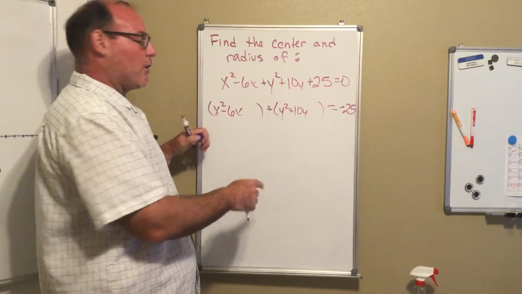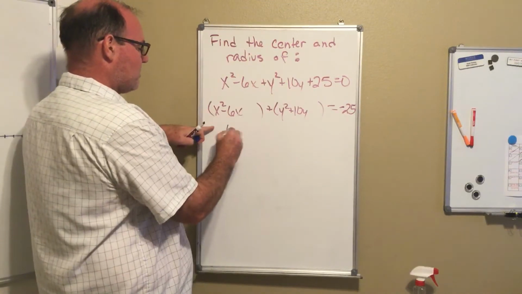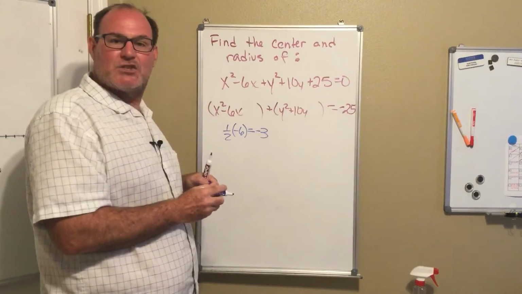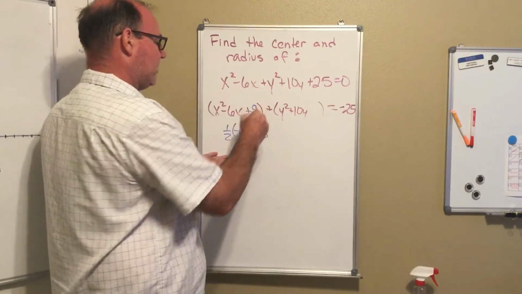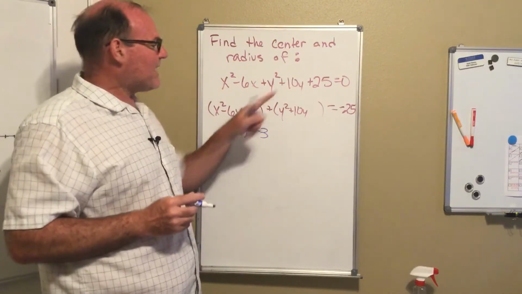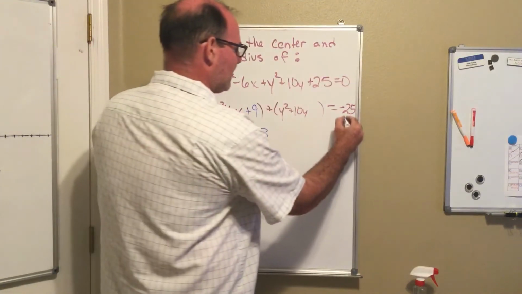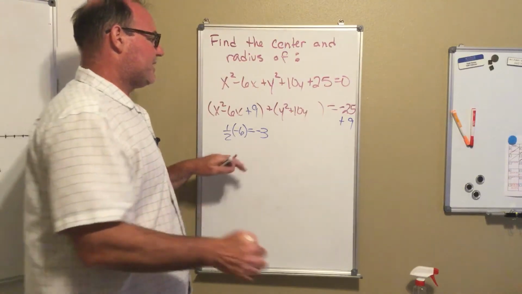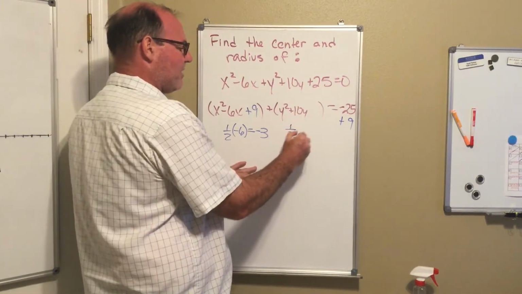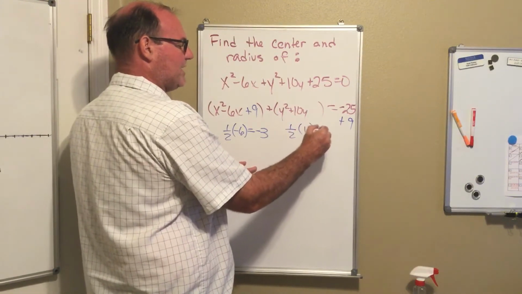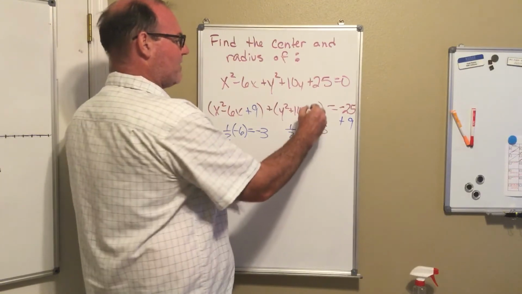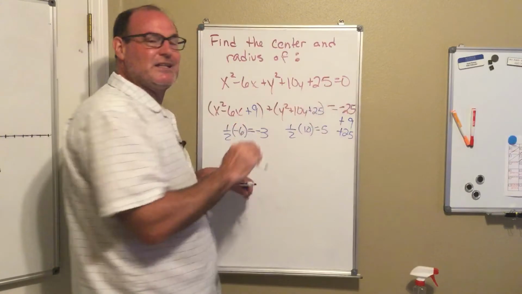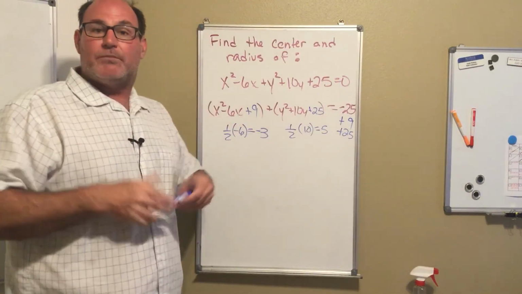To complete the square, remember I take half of this value. So half of negative 6 is negative 3. And then I square negative 3, and I'm going to put a plus 9 right there. And since I've got the other side of the equation, I'm going to add 9 to the other side. That keeps it in balance. Same thing here. Half of the coefficient in front of the y is 5, and when I square 5, it's going to be 25. And then I'm going to add 25 on the right side of the equation. So here's what I get.